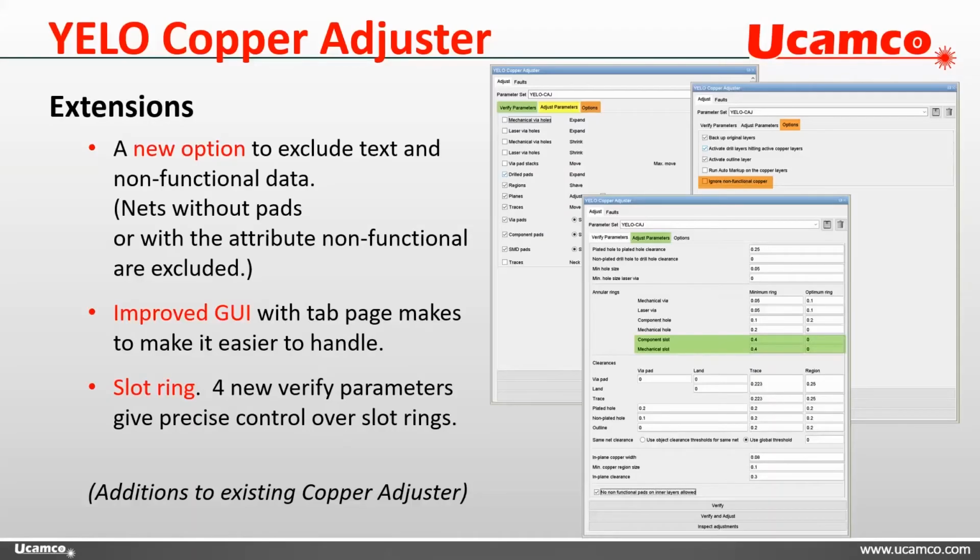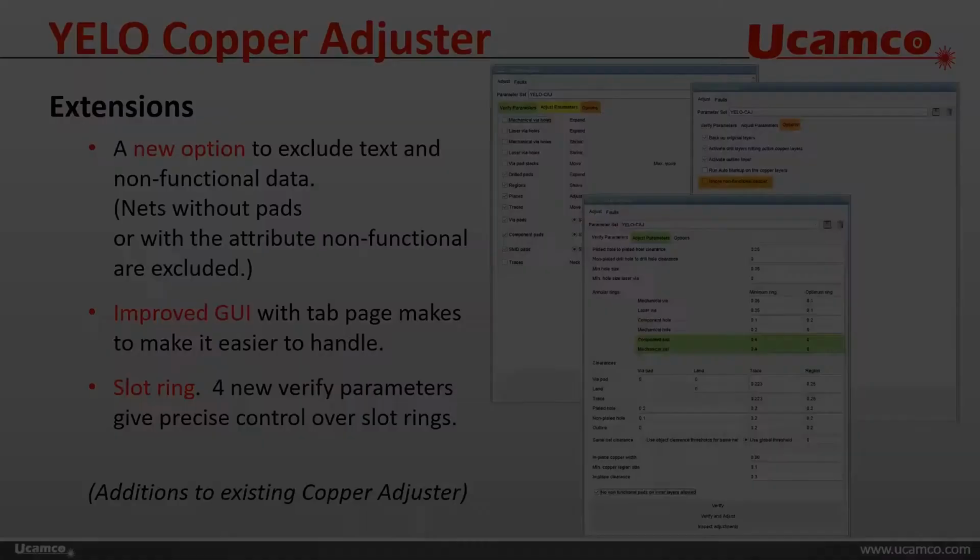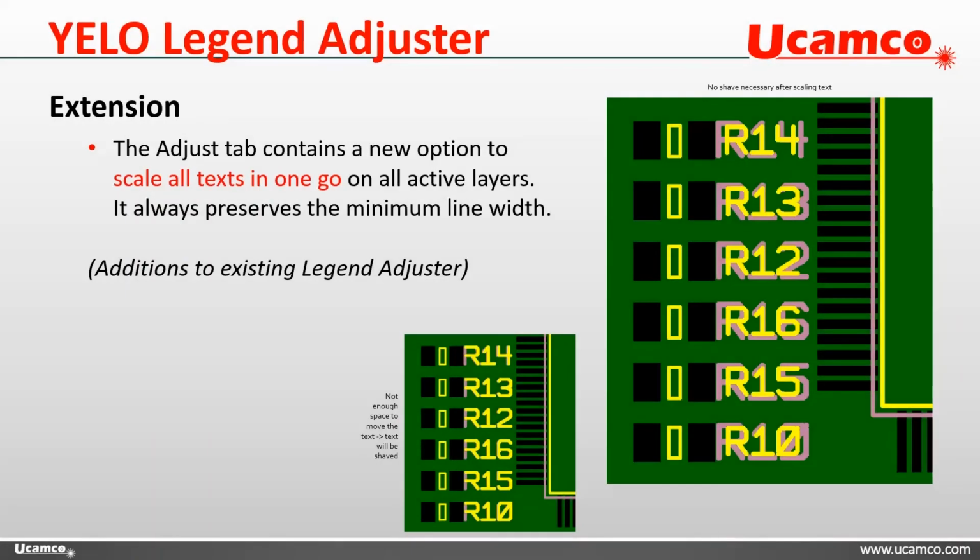The next part of our YELO suite is the Legend Adjuster. The Legend Adjuster contained in the older versions already a functionality to scale a text one by one. So I click the text and make it smaller or bigger and let it drop down. We now have a new option to scale all texts in one go on all active layers. It always preserves the minimum line width. Let's have a look how that goes.